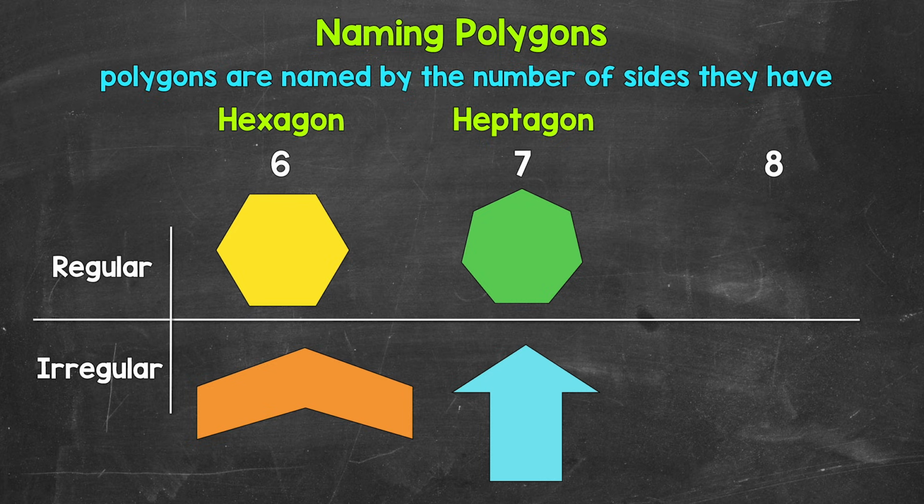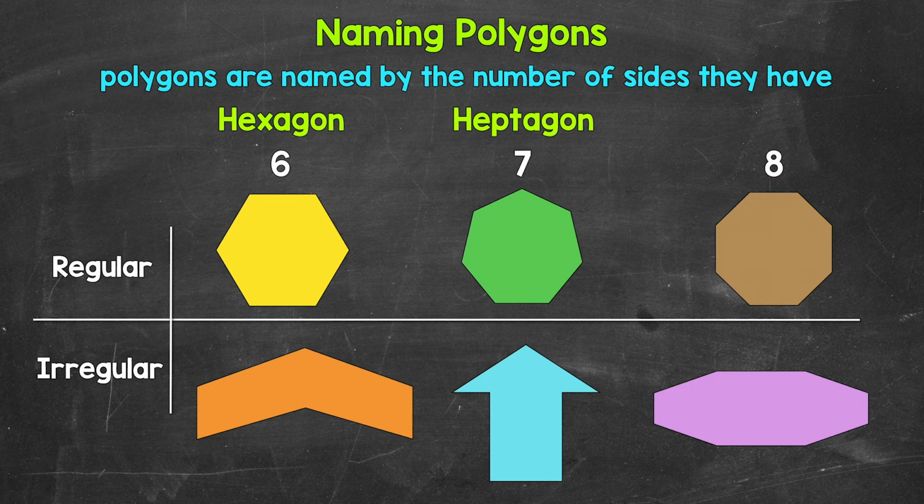Lastly, we have 8 sides. Any idea what an 8-sided polygon is called? Think of an animal that has 8 arms. Well, an 8-sided polygon is called an octagon. And the animal with 8 arms that can help us remember this is an octopus. So there you have it. There are the names of polygons, 3 sides through 8 sides.